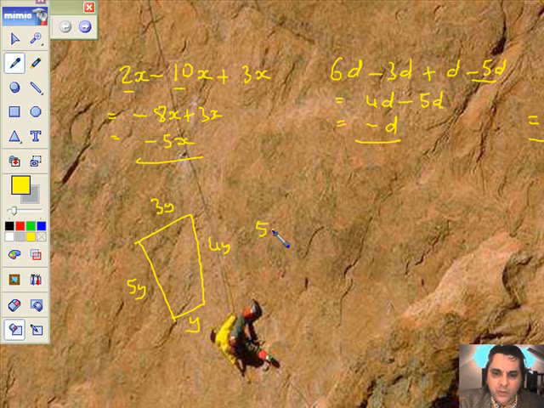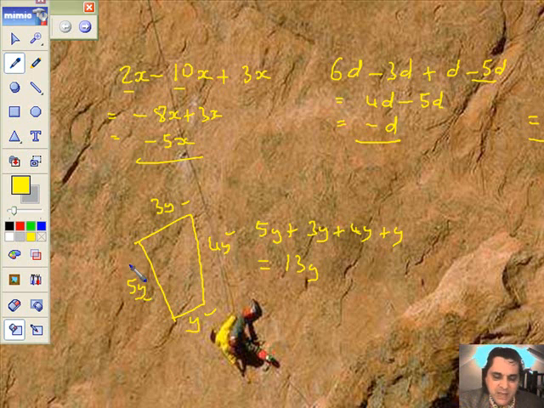And this edge is called 5y. So what have we got then? We've got 5y. Plus 3y. Plus 4y. Plus y. All together 5, 6, 7, 8, 9, 10, 11, 12, 13. So the perimeter of this shape is 13y.